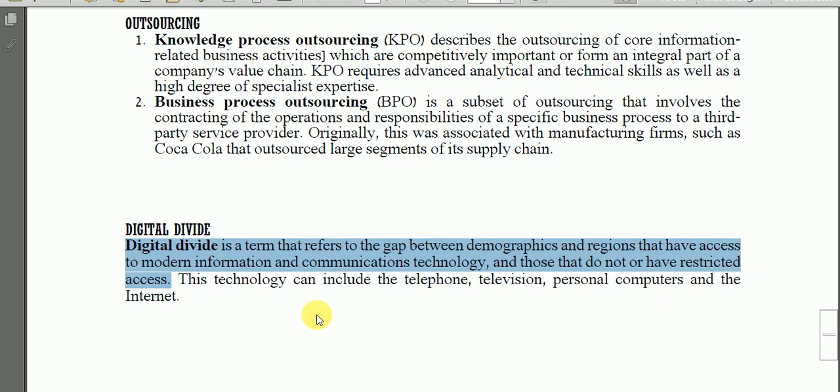Digital divide is a term that refers to the gap between demographics and regions that have access to modern information and communication technology, and those that do not or have restricted access. That means digital divide refers to the difference between the people and regions that have access to ICT and those that do not have access to the ICT.